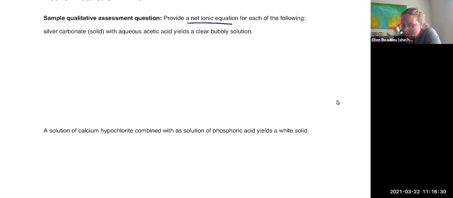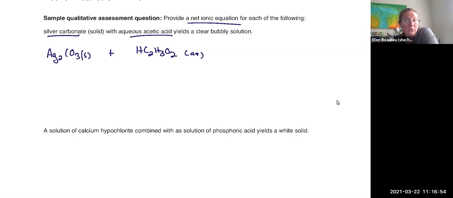Provide a net ionic equation for each of the following. Silver carbonate with aqueous acetic acid. So first things first, I got to get chemical formulas. Silver carbonate, Ag2CO3, and the problem says this is a solid, so I'm going to put (s), plus aqueous acetic acid, HC2H3O2. All acids are soluble, so again, aqueous.